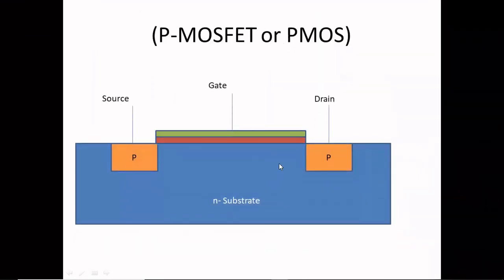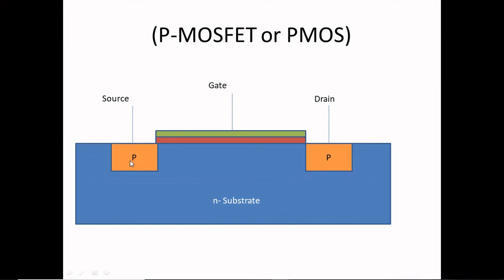Here I am just having an image of the PMOS. So I'll try to tell you the difference between the NMOS and PMOS. In NMOS we were having a P substrate, and the diffusions were N plus and N plus. But in PMOS, I'll be having an N substrate, and I'll be having the diffusions as P plus and P plus.